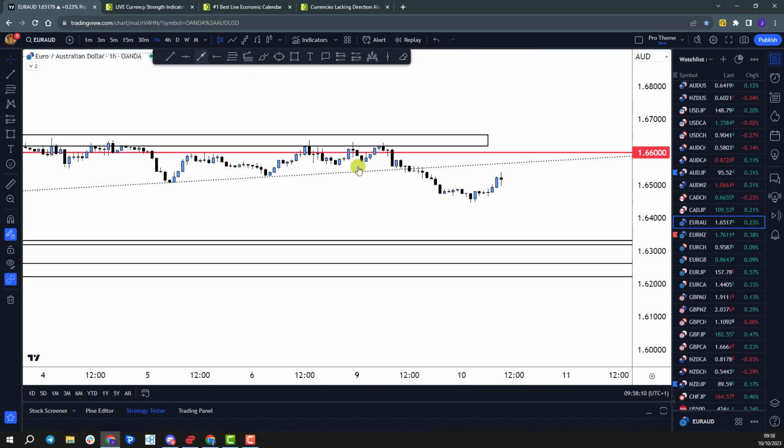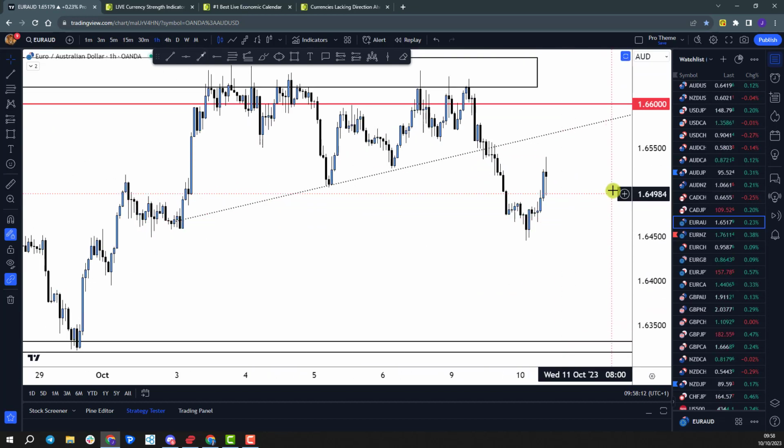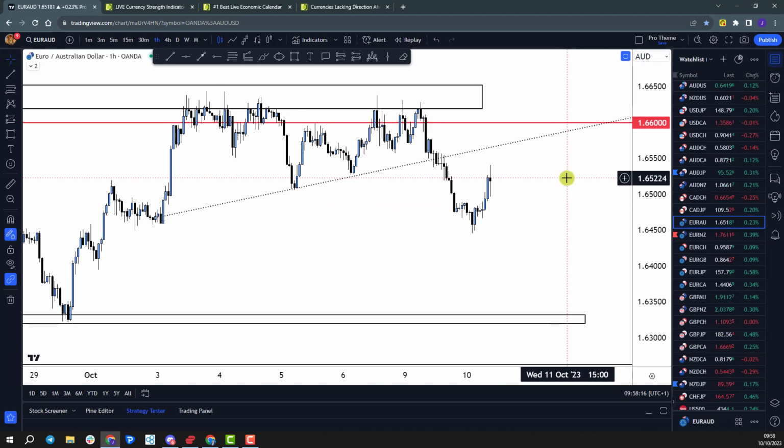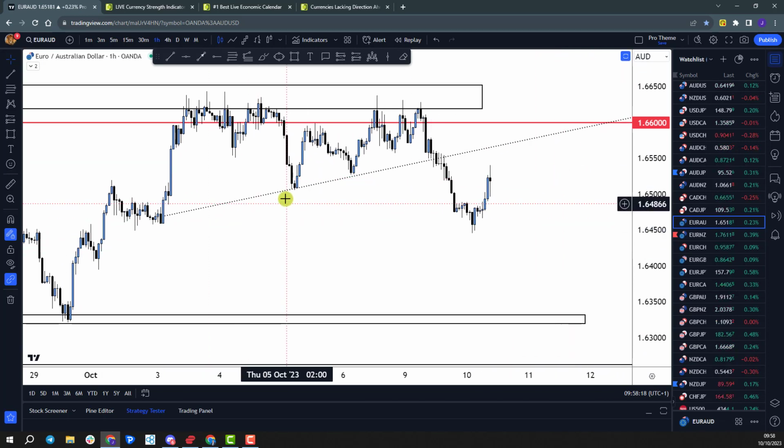I'm going to go down to the hourly time frame. I do want to have a little look at what's going on here because essentially I want to be looking for areas where price has stalled and things like that.